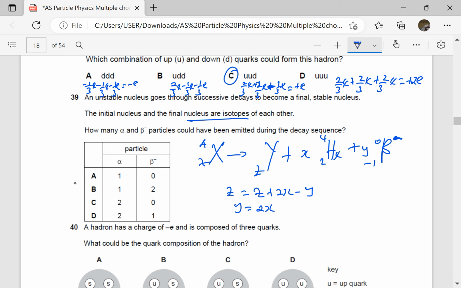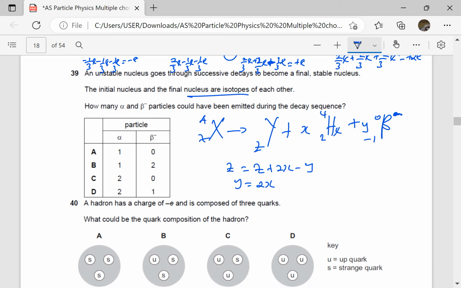In other words, the number of beta particles will always be twice that of alpha particles. Let's check. If alpha is 1, here it is showing beta is 0, which is not true. If alpha is 1, here it is showing beta is 2, which is possible. If alpha is 1, beta is 2, so Y is equal to twice X. If alpha is 2, beta is supposed to be 4. If alpha is 2, beta would be 4, but here they are saying it is 0, which is not true. And this is 1, so the answer is going to be B.